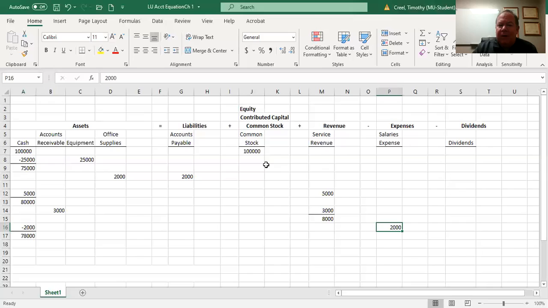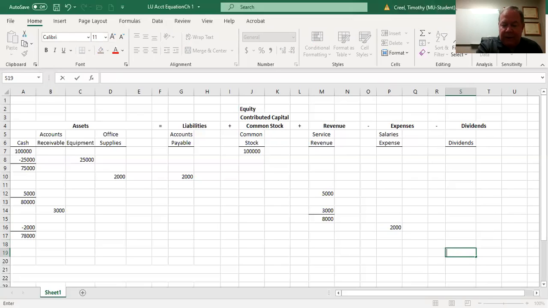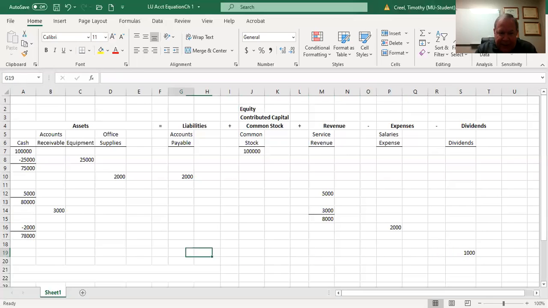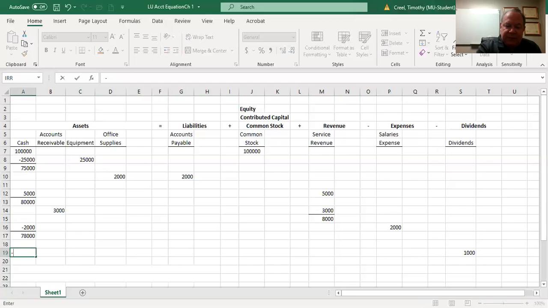Because notice the little marks here. We've got liabilities plus common stock plus revenues minus expenses and minus dividends. So expenses and dividends reduce the balance on the liability and equity side based on the accounting equation. Let's pay a dividend. Let's say we pay a dividend in the amount of $2,000, or let's say $1,000. So we're going to pay the dividend, and that is also going to come out of cash.